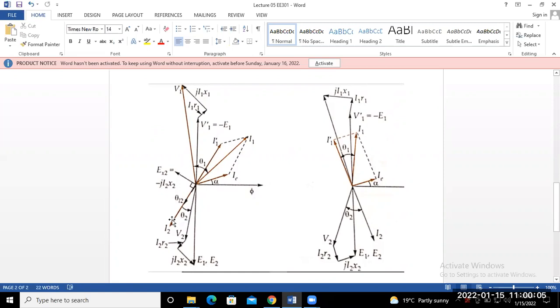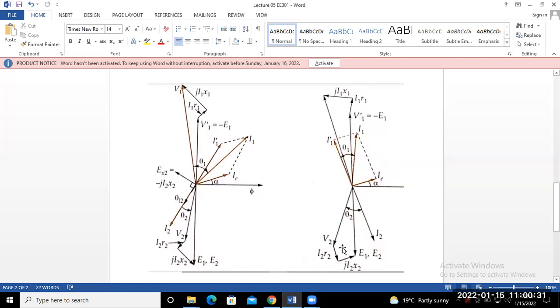This is your load current. You have to compare the load current I2 and the terminal voltage V2. You have to check whether it is either lagging or leading. So I2 is behind the V2. That's why it is known as the lagging power factor.